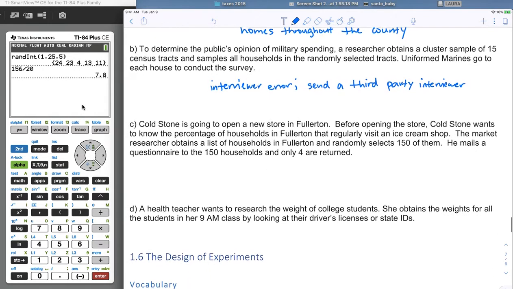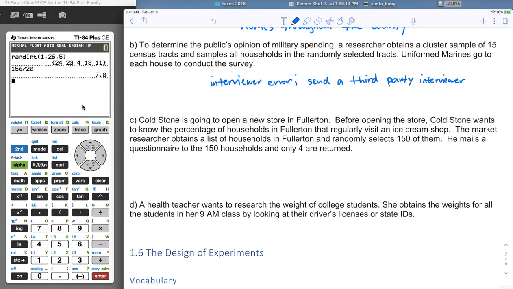C. Cold Stone is going to open a new store in Fullerton. Before opening the store, Cold Stone wants to know the percentage of households in Fullerton that regularly visit an ice cream shop. The market researcher obtains a list of households in Fullerton and randomly selects 150 of them. He mails a questionnaire to the 150 households and only 4 are returned. Okay, so I'm just guessing, but those 4 that are returned may have different feelings about ice cream than the 146 that didn't. So we will call this one non-response bias.